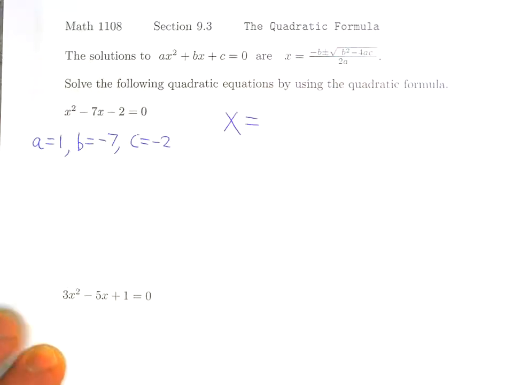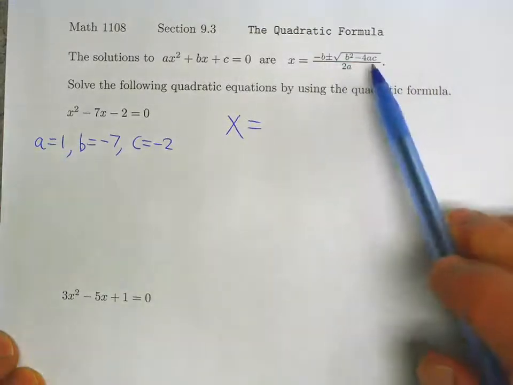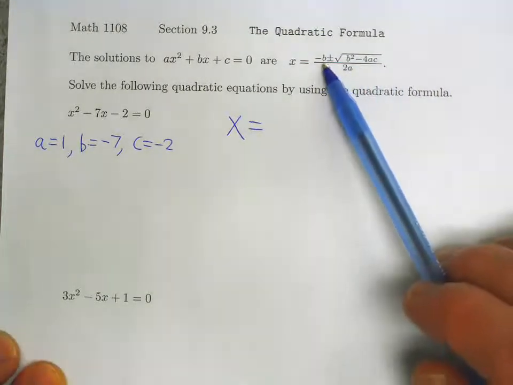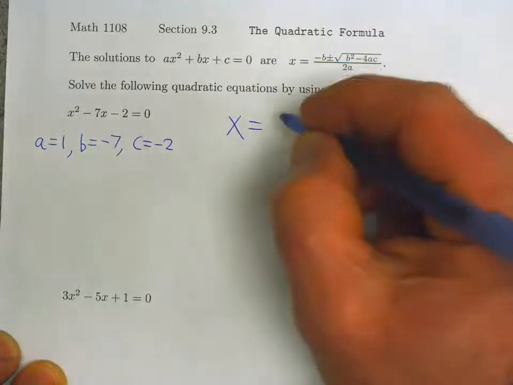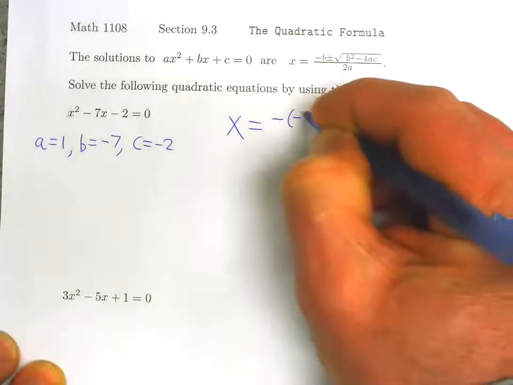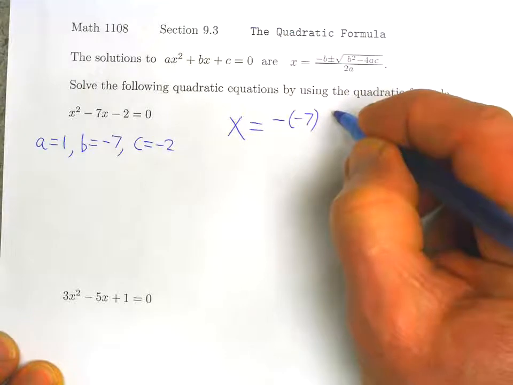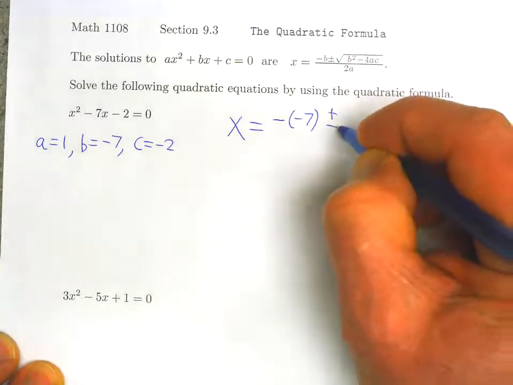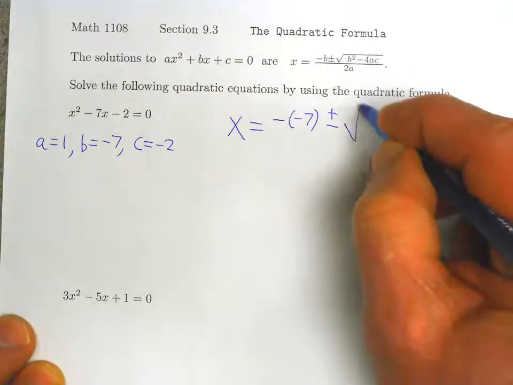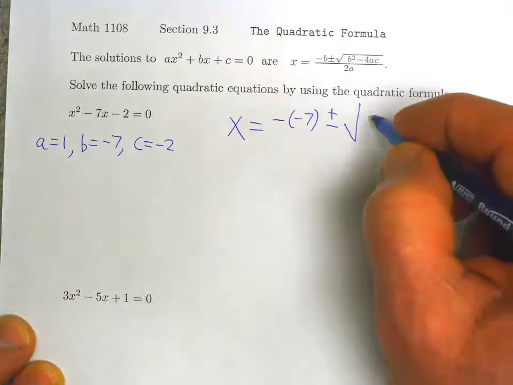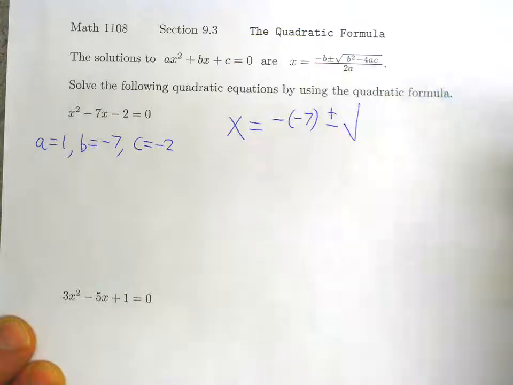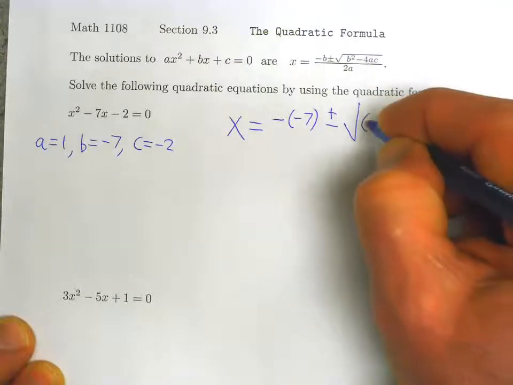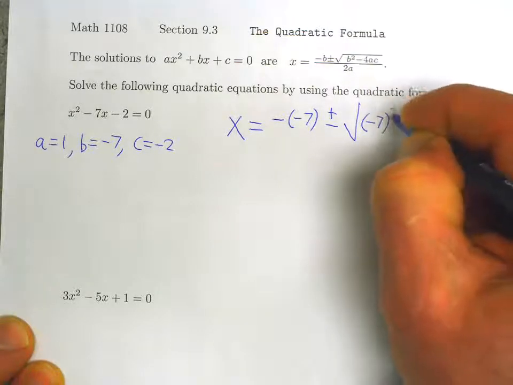Okay, then we just write down the solutions using the quadratic formula. Well, the first thing we write in the numerator on the left is the negative of b. Well, b is negative 7, so we compute the negative of negative 7. And then plus and minus. And then inside the square root is the discriminant, b to the second minus 4ac.